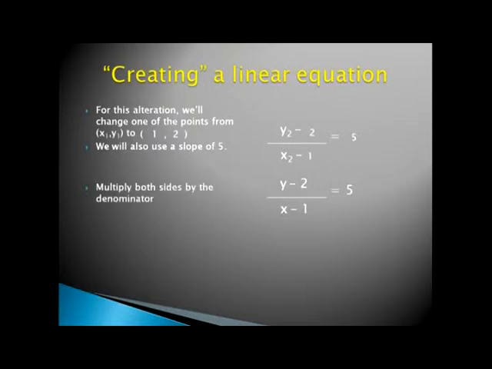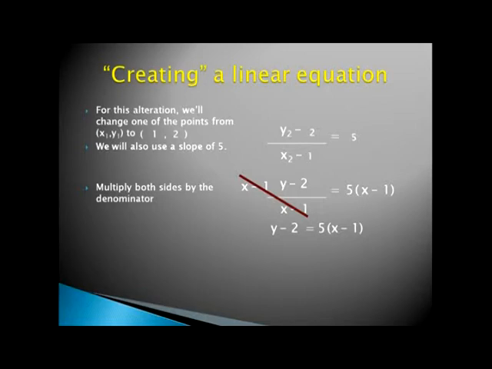Our goal now is to get y by itself. In order to do this, we must get rid of the denominator. So multiply both sides of the equation by the quantity of x minus 1. On the left side of the equation, we have the quantity x minus 1 on top and on bottom. These will cancel. Now we have y minus 2 is equal to 5 times the quantity x minus 1.